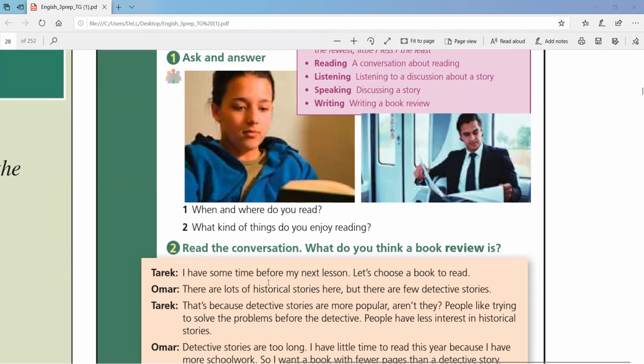When and where do you read? We usually read in our free time or when we have spare time. What kind of things do you enjoy reading? I think teenagers enjoy reading detective stories, science fiction stories, and adventure stories.